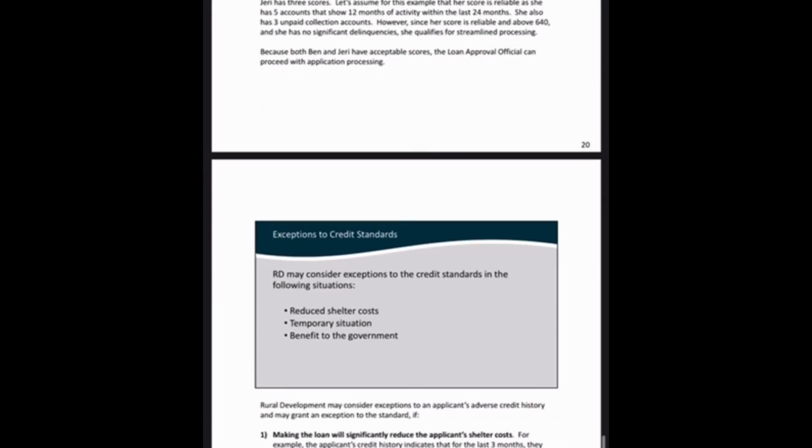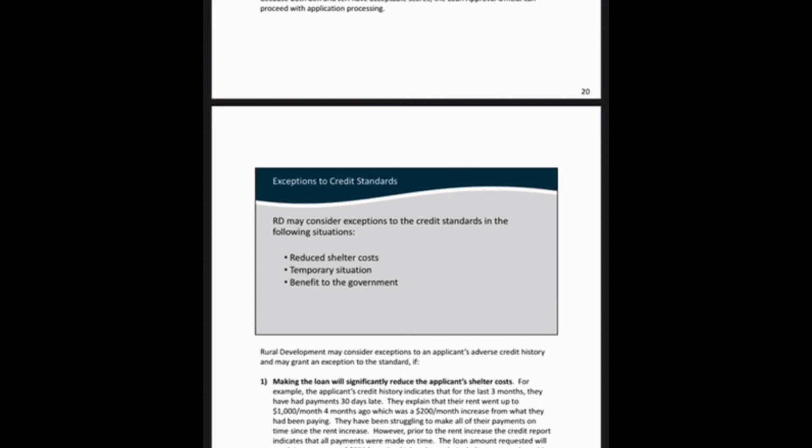They also have exceptions to credit standards. So the rural development can make exceptions based on what your situation may be. If it will reduce your shelter costs, they can approve you. If it is a temporary situation, something that happened based off you losing a job, or you were working 2 jobs and ended up only working 1 and you couldn't pay it and it was out of your hands, like it was something that was out of your control and it became temporary, but then you resolved it once you were able to pay it, then they can make an exception for that.